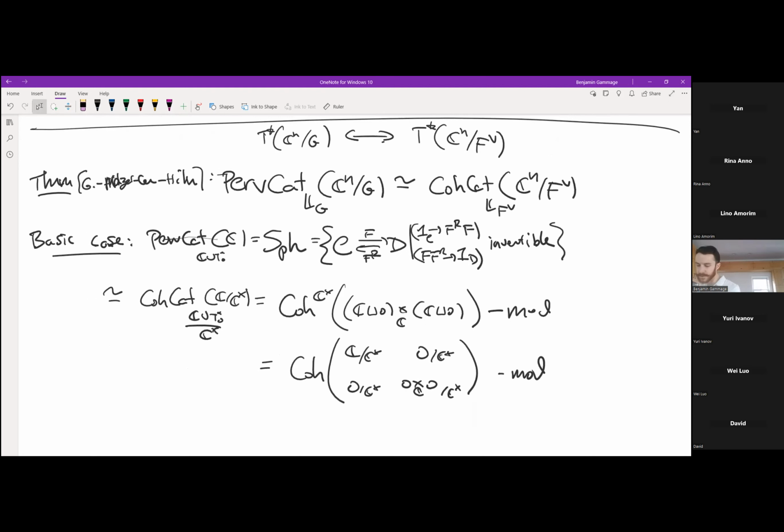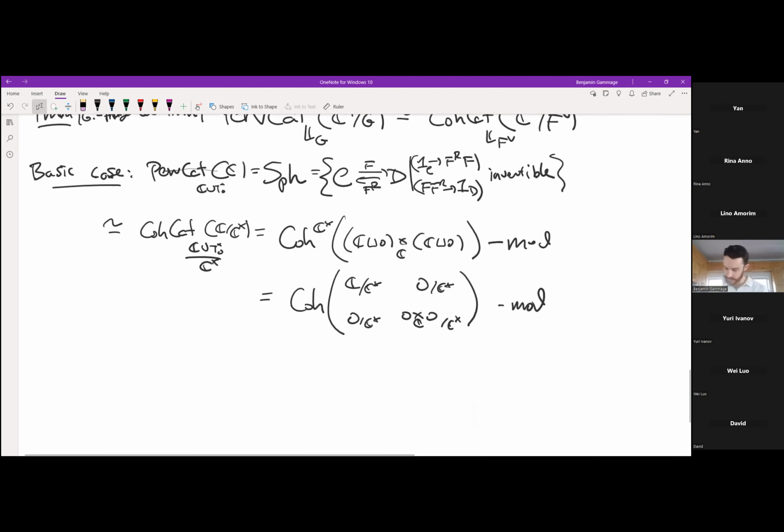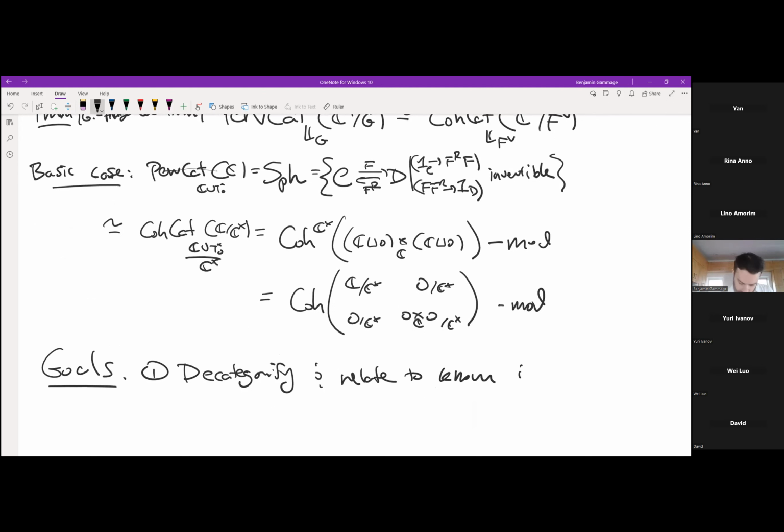Now I want to start decategorifying everything. So our goal, we have two goals here. Goals. So one is to decategorify, and relate to known invariants.